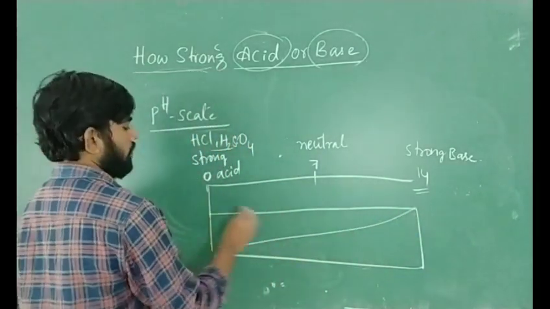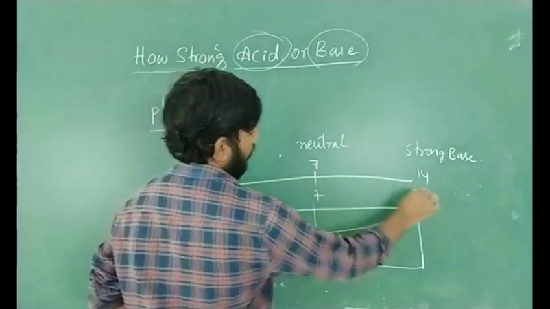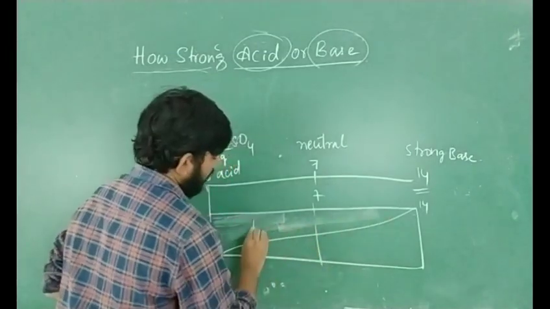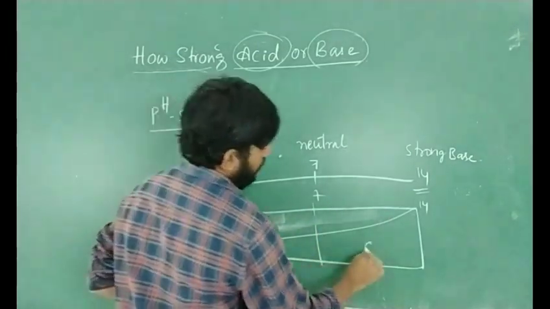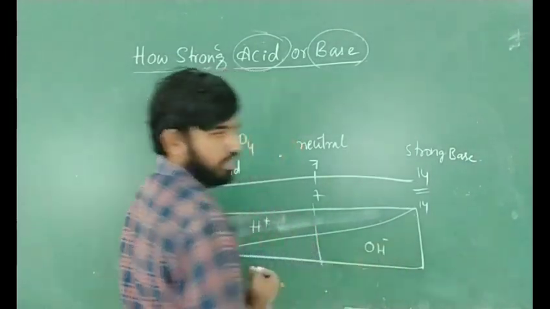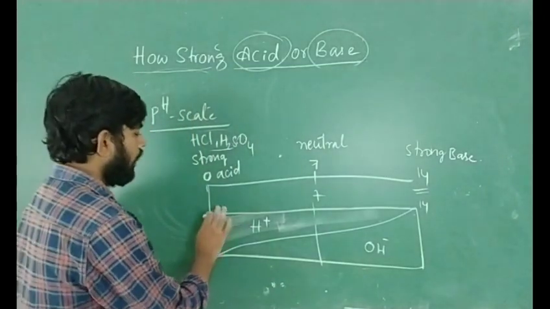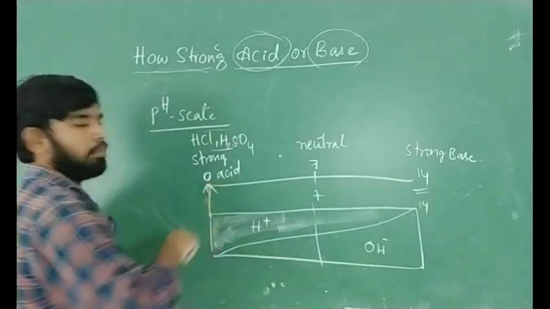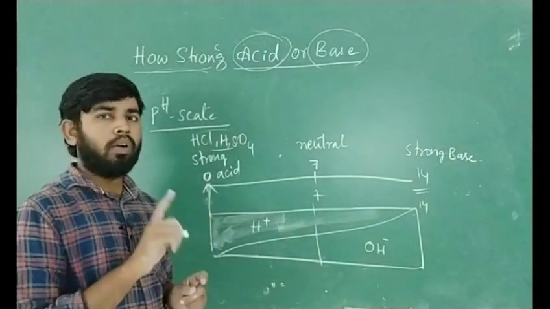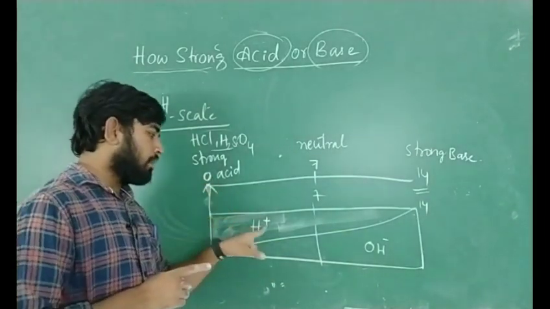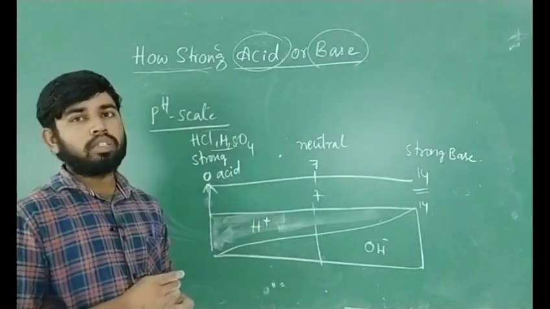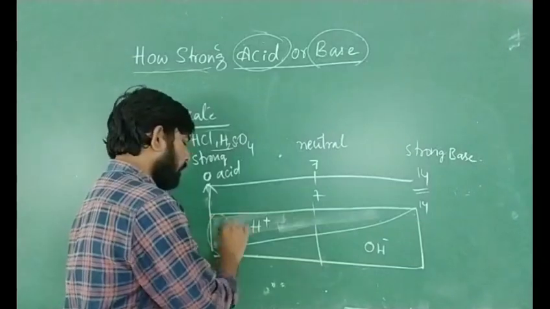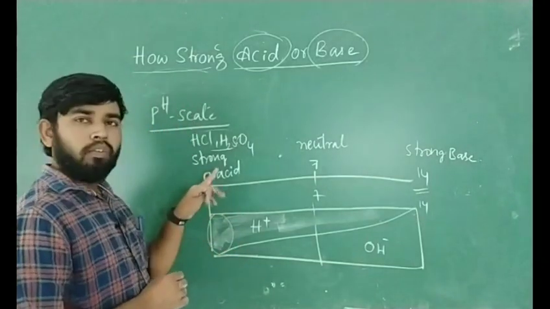This is 0, this is 7 and this is 14. This portion represents the H+ ion concentration and this portion represents the OH- ion concentration. Remember, in this area the H+ ion concentration will be maximum, then pH is equal to 0. As we know already, pH and H+ ion concentration are always inversely proportional. Here the number of H+ ions in this area will be more, that means pH will be very low.